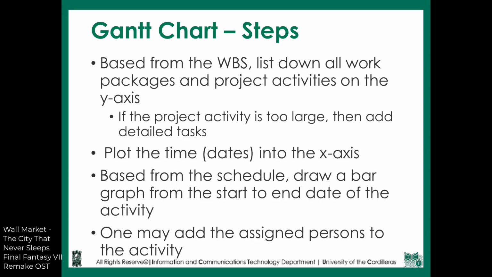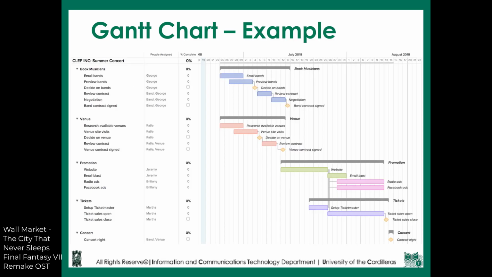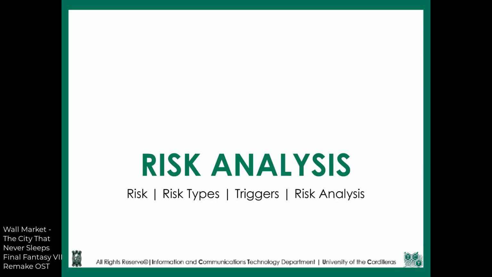It is also possible for one to assign the activity first and then add the durations to maximize team productivity while having fewer team members. With that, we have an example on this slide. A separate video has been created for a more detailed look on how to create a Gantt chart based from the format given. The last part of this lesson is on risk analysis.